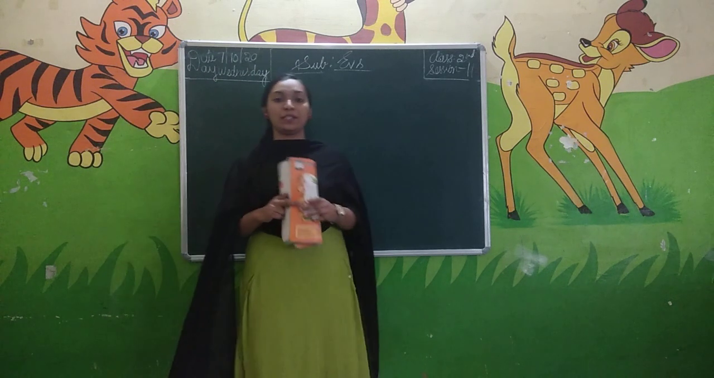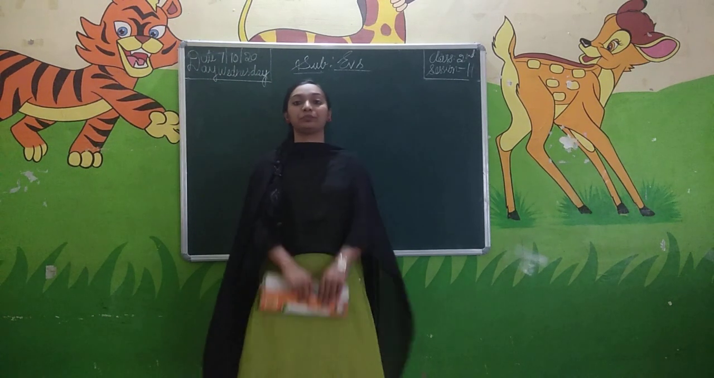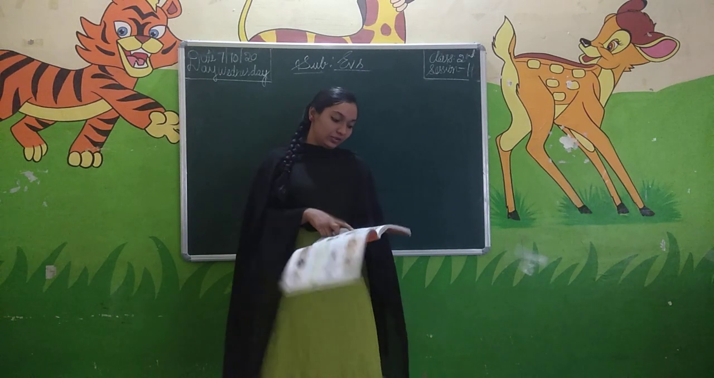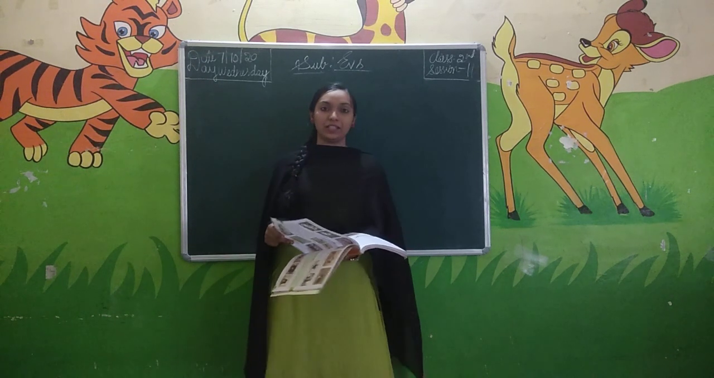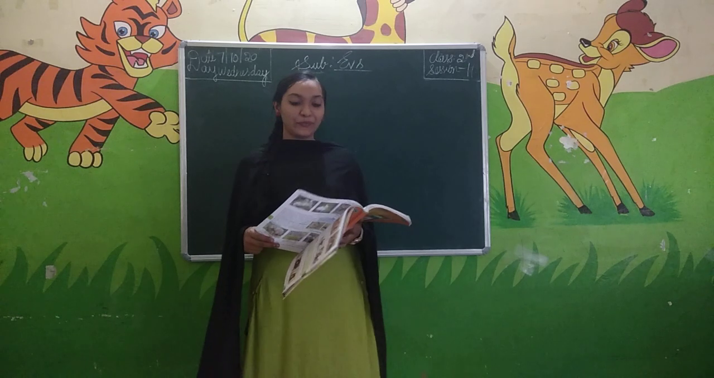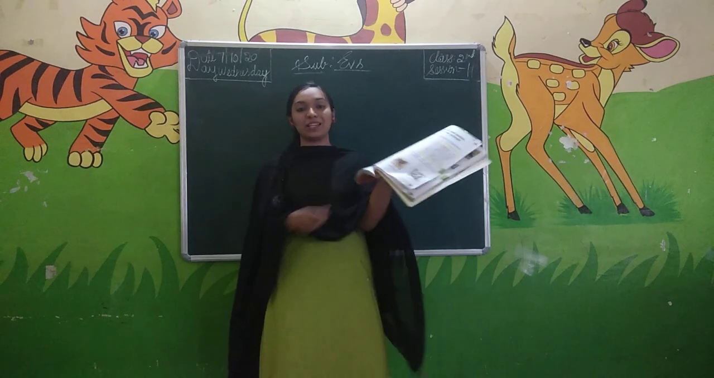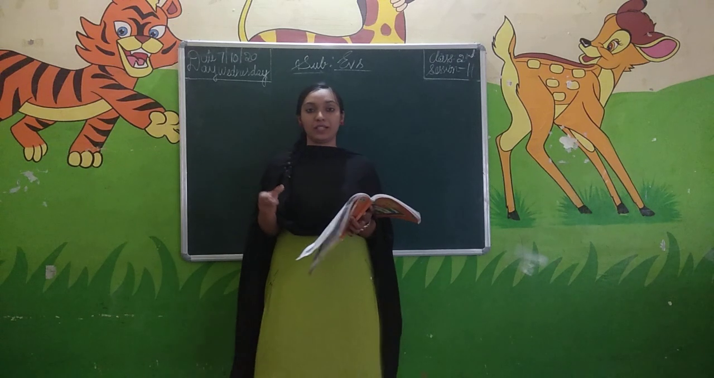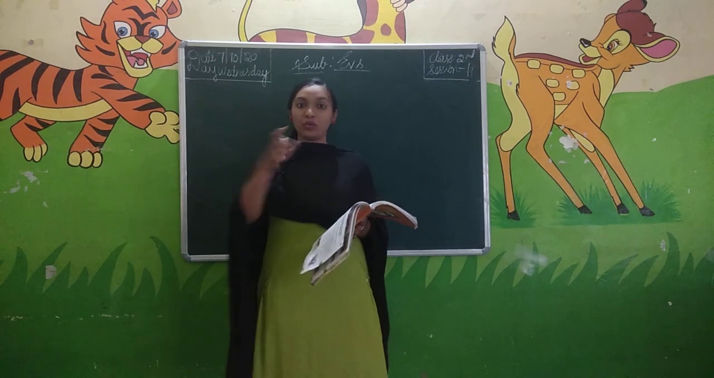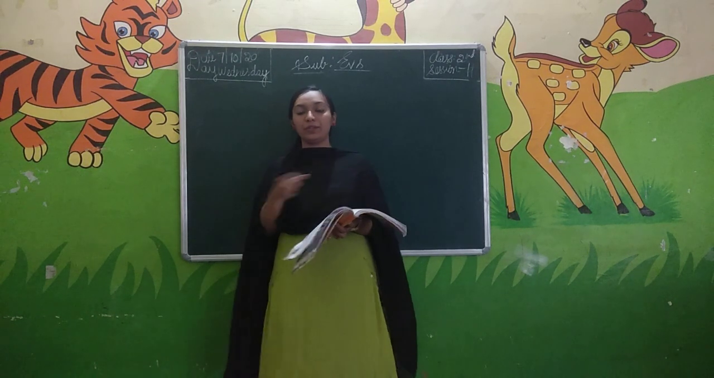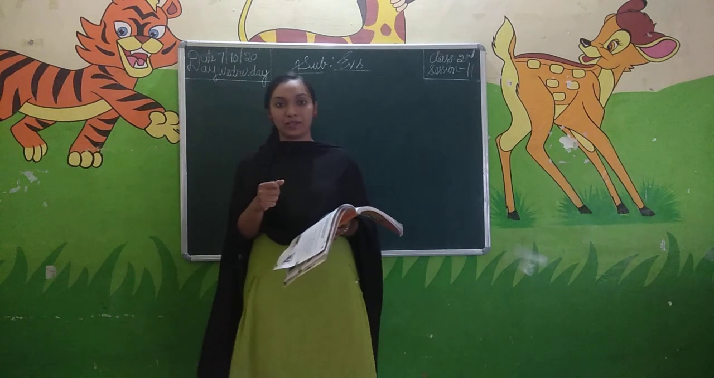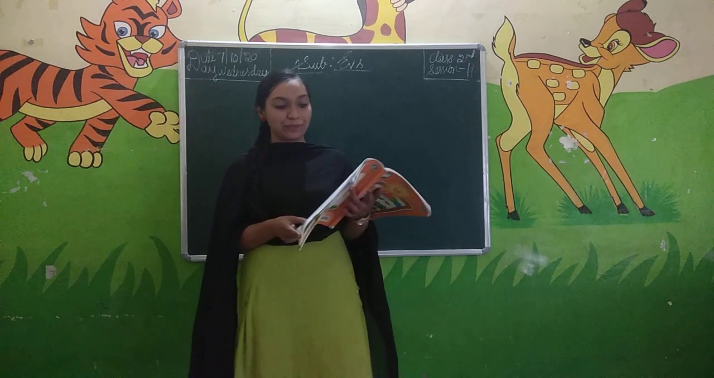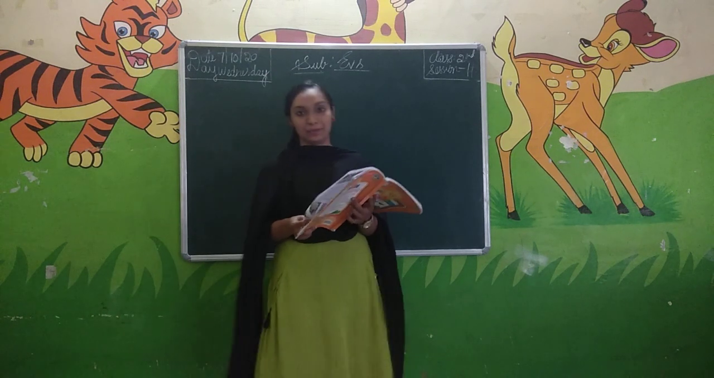In our subject EVS, what did we learn in the previous class? We learned the 9th chapter in EVS. The chapter name is Food and Homes of Wild Animals. We have completed half the chapter, that is, only the food of wild animals. What remains in this chapter is the homes of wild animals.